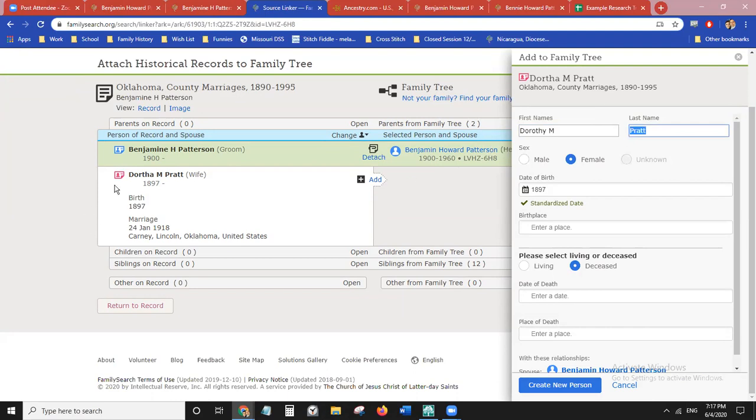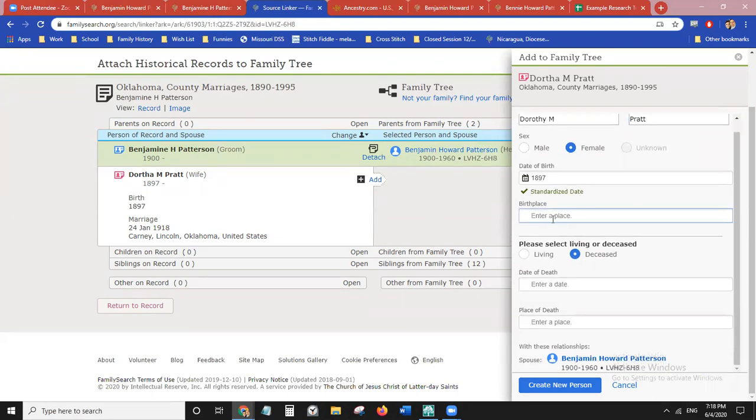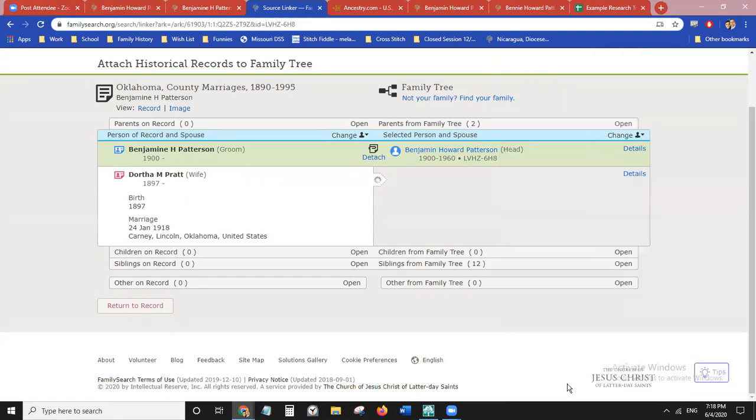But what's nice is now we know her maiden name. So if I wanted to do more research on her, I could find more about her parents and stuff now that we have this marriage record. And that's not going to show up in any census records after she's married. So I've got that. We don't know where she was born yet, but we do know that she is probably deceased since she was born in 1897. So this all looks good. I'm going to create this new person.